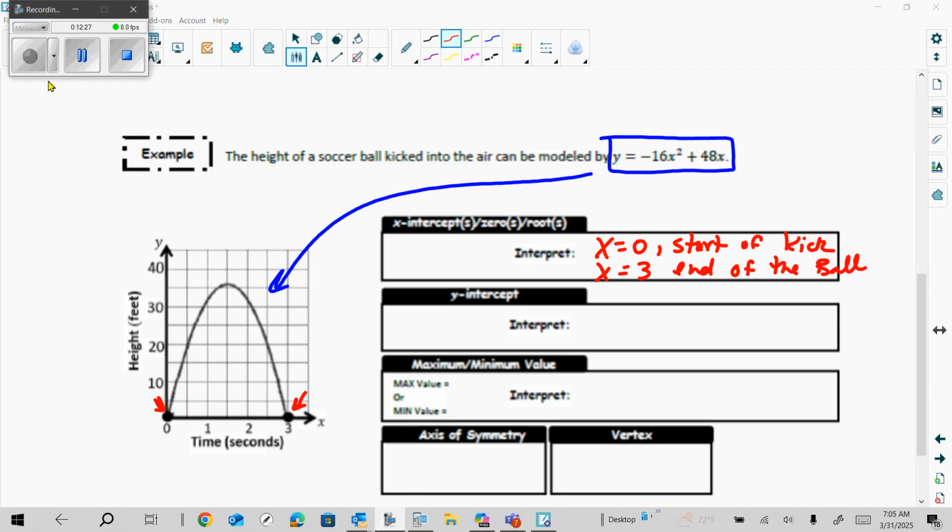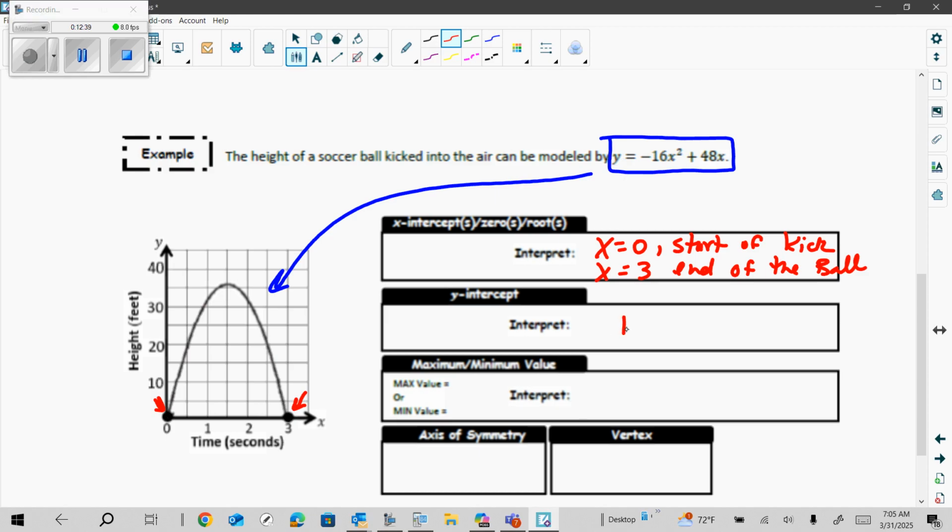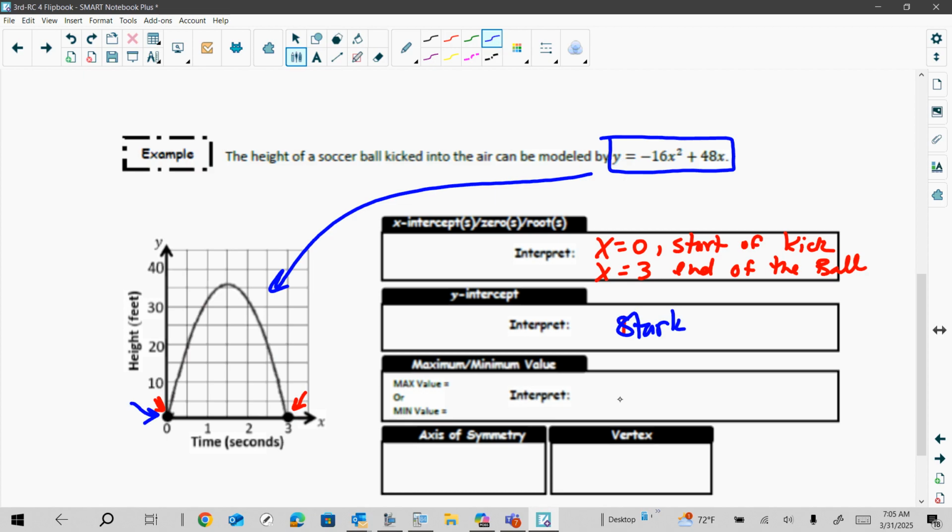All right. Pause. So now they want you to interpret the y-intercept and the max value. So y-intercept, again, this is the start, because it's right here. And our max value, that's the highest it gets. So that represents the highest the ball launches, the highest ball. And that max value looks like at 35.